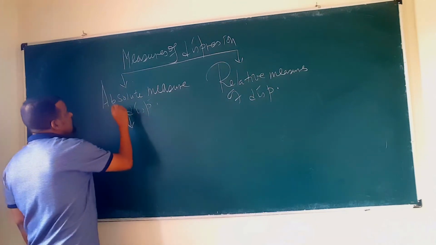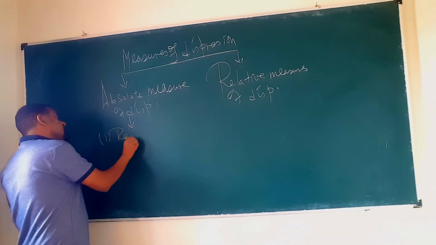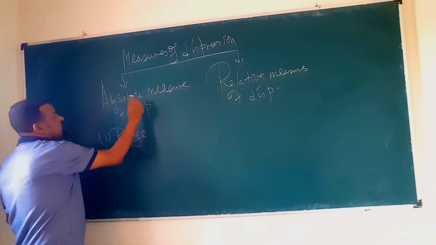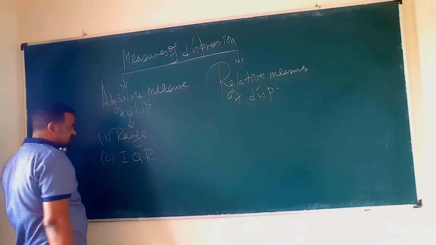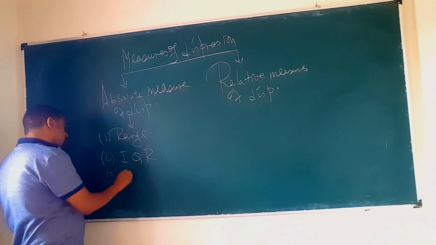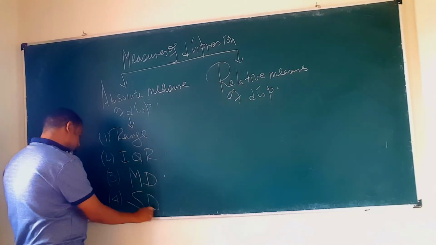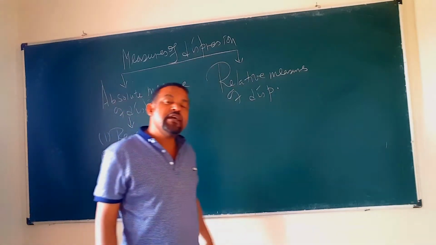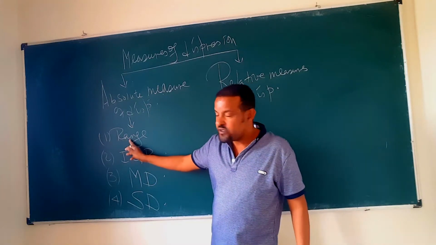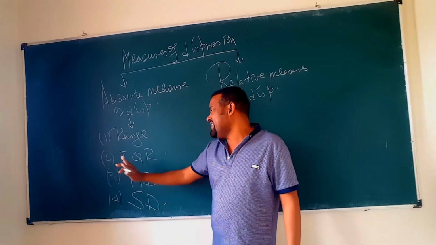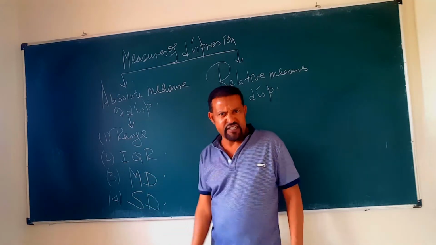This absolute measure of dispersion includes, first, the range. Range is an example of an absolute measure of dispersion. Second, the interquartile range. The third one, mean deviation, and the fourth one is standard deviation. So this absolute measure of dispersion includes range, which is maximum minus minimum, the interquartile range, the mean deviation and the standard deviation.